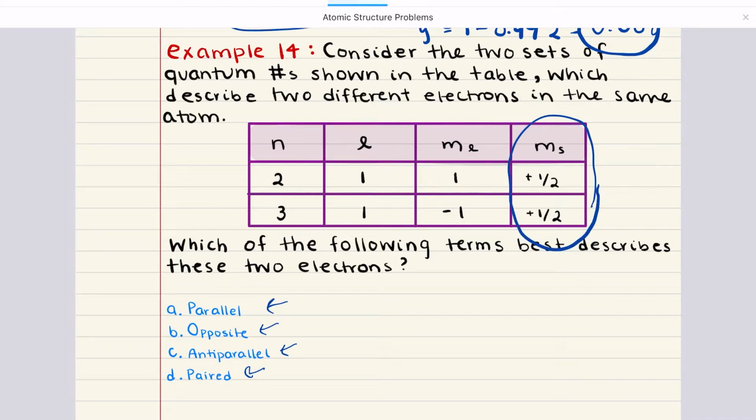The quantum number ms represents this property as a measure of an electron's intrinsic spin. These electrons' spins are parallel in that their spins are aligned in the same direction because both of their ms values are plus 1/2. So again, both electrons have the same spin quantum number, plus 1/2, indicating that their spins are parallel. The term parallel in this context means that the electrons have the same spin orientation. And so the correct answer for 14 here is going to be answer choice A.